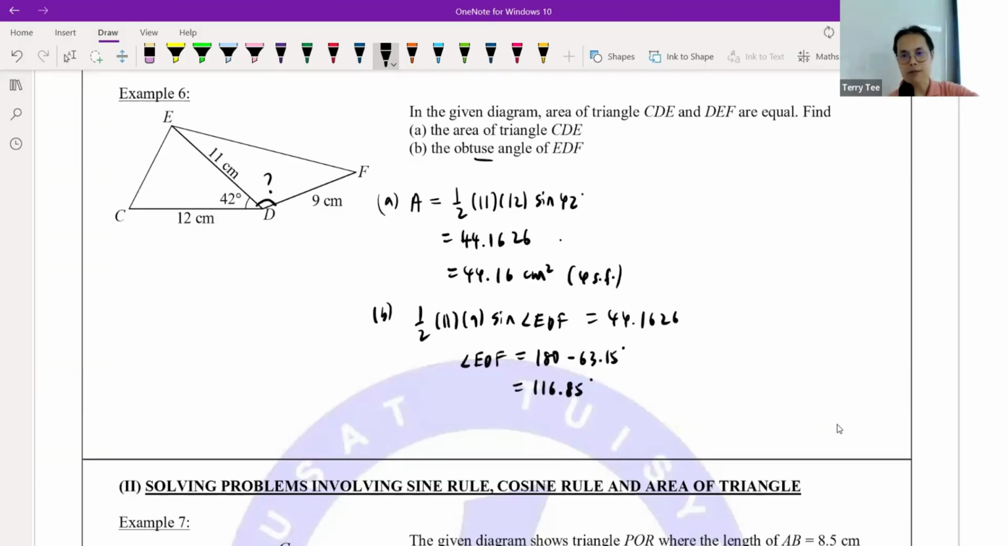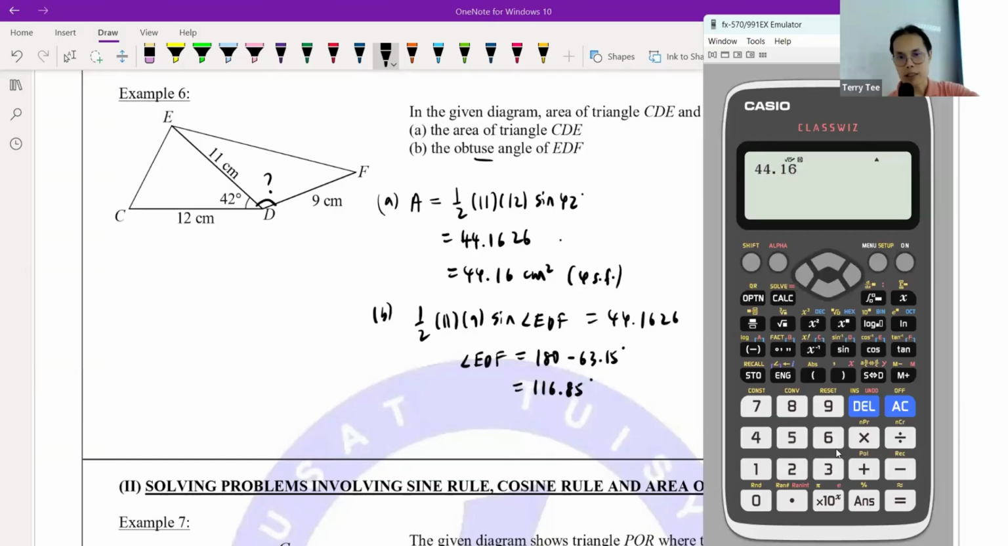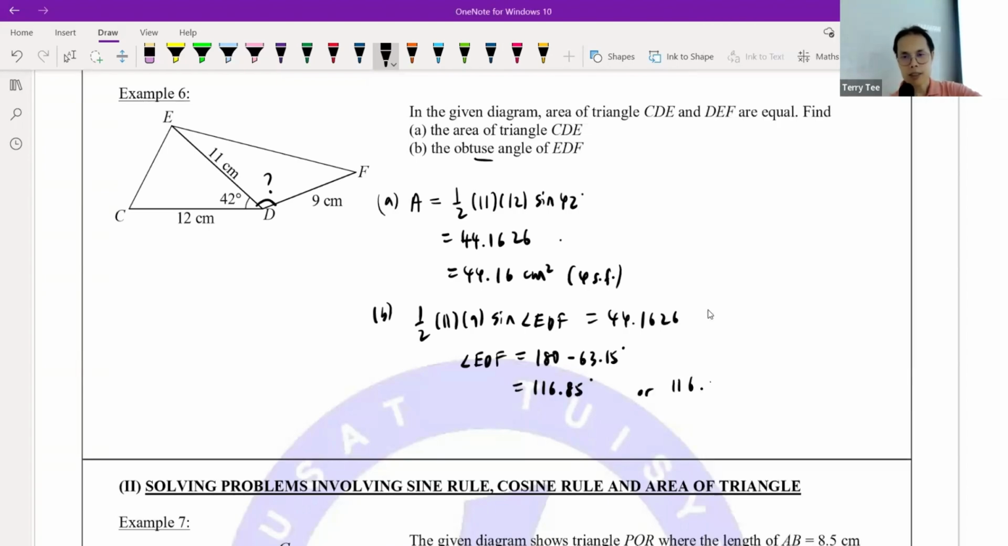Now, what if you use 44.16? Will I get a different answer? You times 2, divide by 11, divide by 9, whatever I get, shift sine, answer equals. You will get a slightly different answer, because when I do 180 minus, you get 116.86. A slight difference in answer, but it's all right.